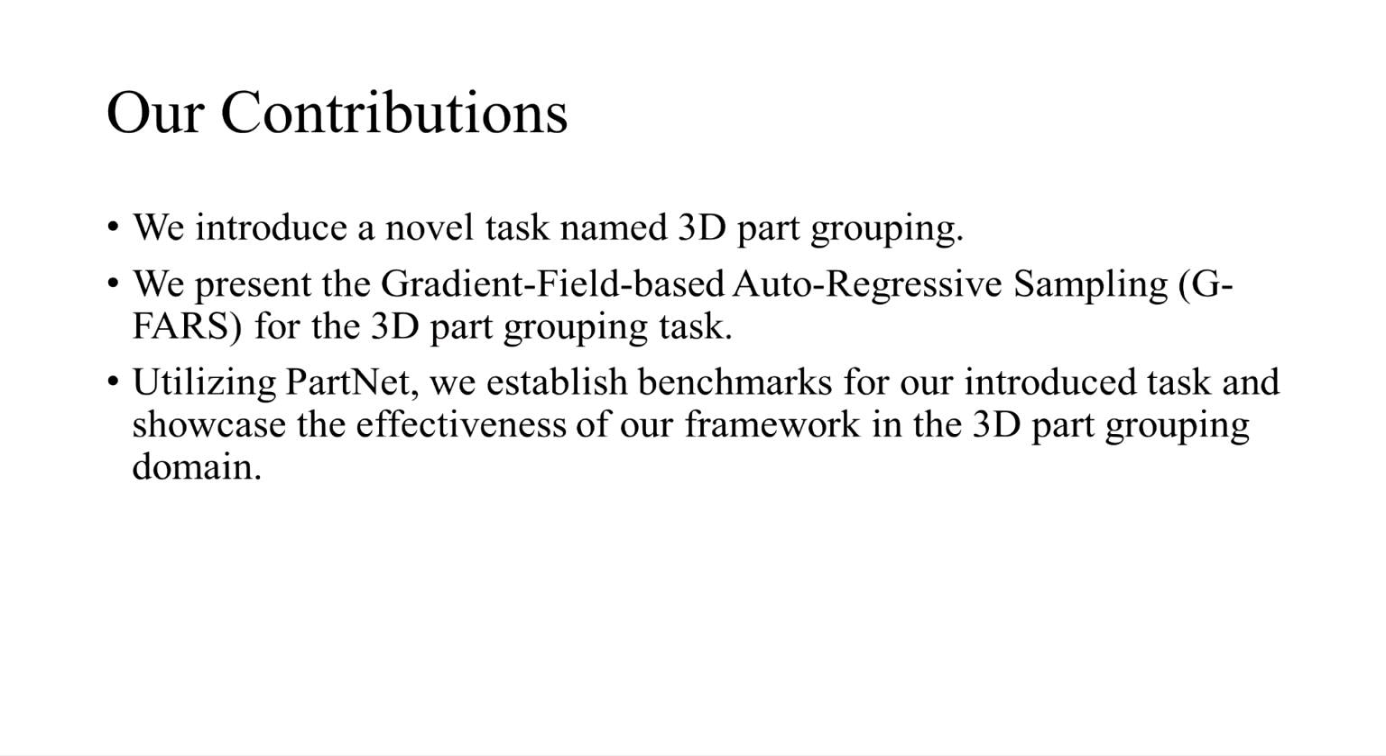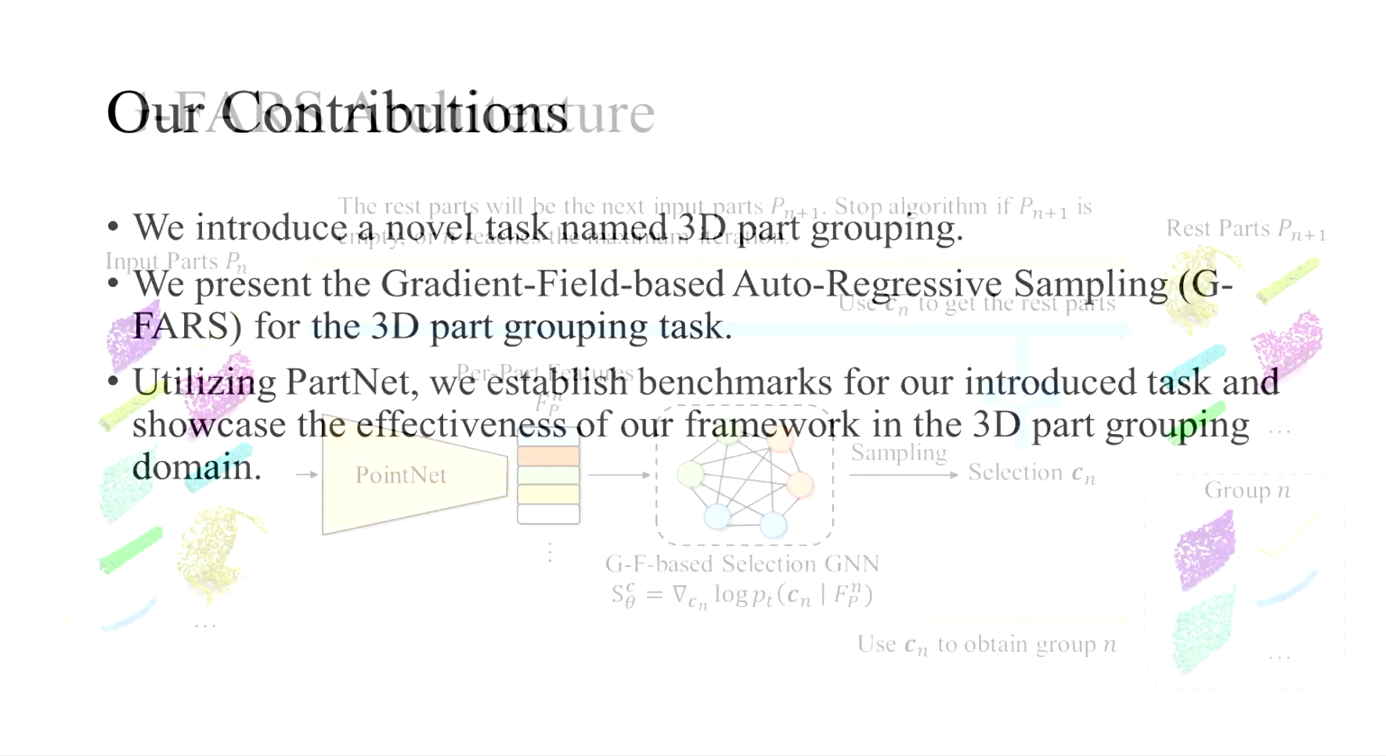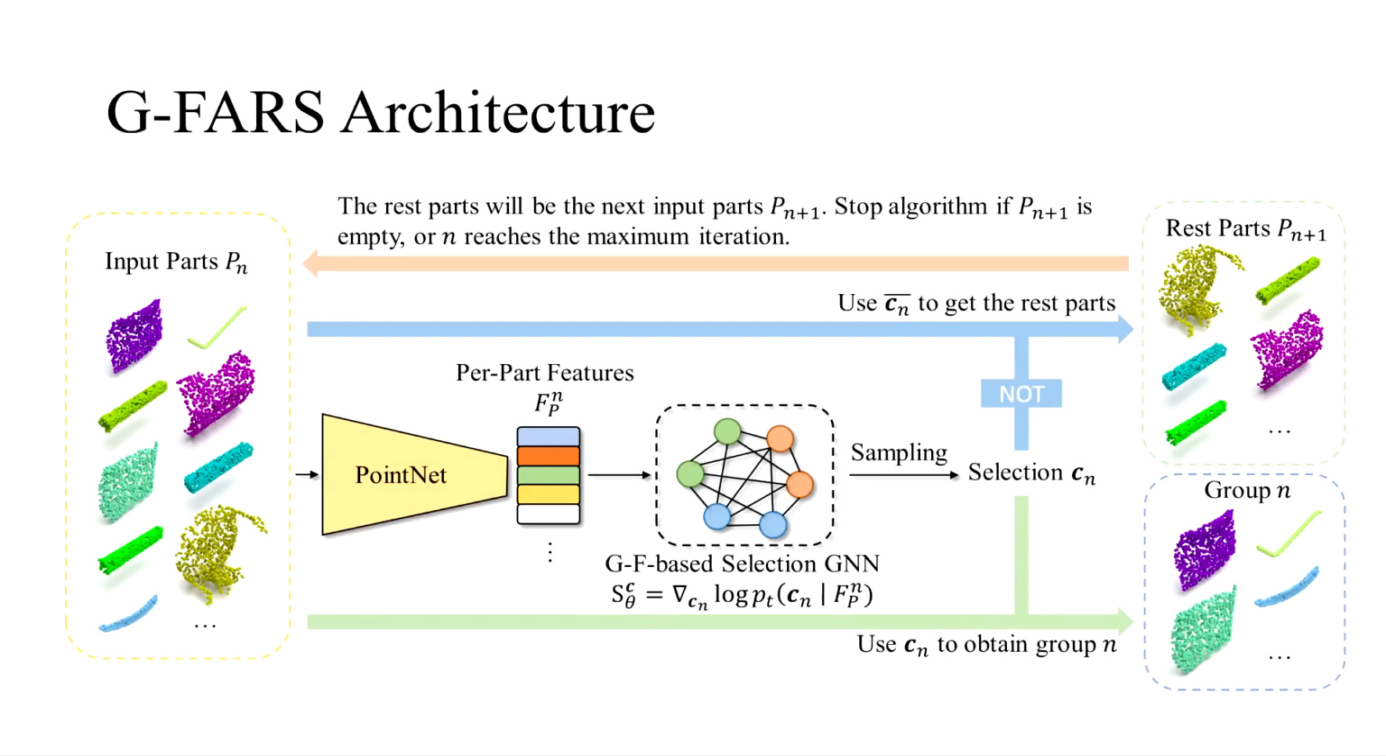First, we introduce a novel setting termed 3D part grouping, which necessitates algorithms to identify all possible combinations of the input. Our framework addresses two primary challenges in this task. The first challenge is understanding the relationships among parts, and the second challenge is handling the uncertainty of the potential group's quantities. Finally, we establish benchmarks for our introduced task and showcase the effectiveness of our framework in the 3D part grouping domain.